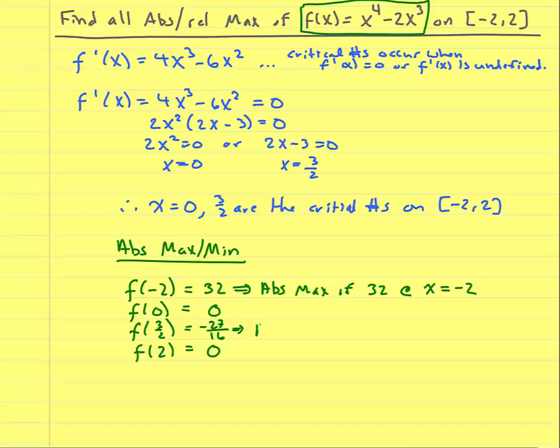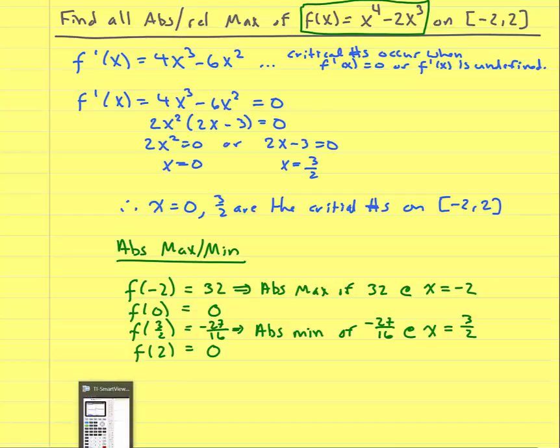This is my lowest value, so I have an absolute min of -27/16. And you usually want to use the fractional form unless it asks for a specific decimal, and this occurs at x equal 3/2. Now remember, we're only interested in this from -2 to 2, so one of my endpoints is the highest, it's a maximum, and then I have this minimum occurring somewhere in the middle. So we can also graph this on our calculator, so let's go ahead and graph this.